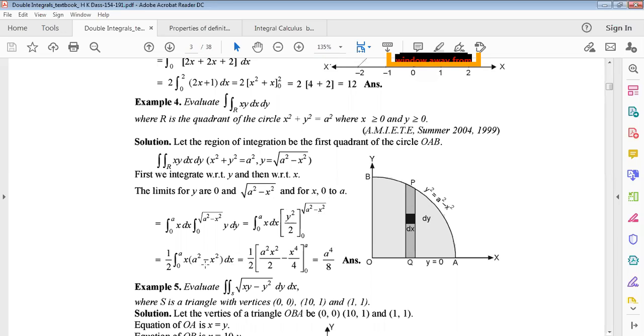This will be half. Now multiplying with x: a square x minus x cube. Then taking integration, what will be? x square by 2. And x cube integration: x to the power 3 plus 1 divided by 3 plus 1, that means x to the power 4 divided by 4. Now putting the limit 0 to a, replacing x with the upper limit, we get a to the power 4 by 8. Actually, this is the result.